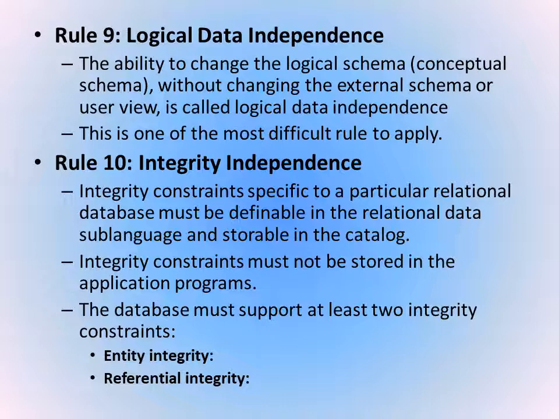A relational database must maintain integrity constraints and should not allow any applications or end users to violate these integrity constraints. A good RDBMS should be independent of the front-end applications. The primary key constraints, foreign key constraints, check constraints, triggers, and so forth should all be stored in the data dictionary. A database must support a minimum of two integrity constraints, that is entity integrity constraint and referential integrity constraint.